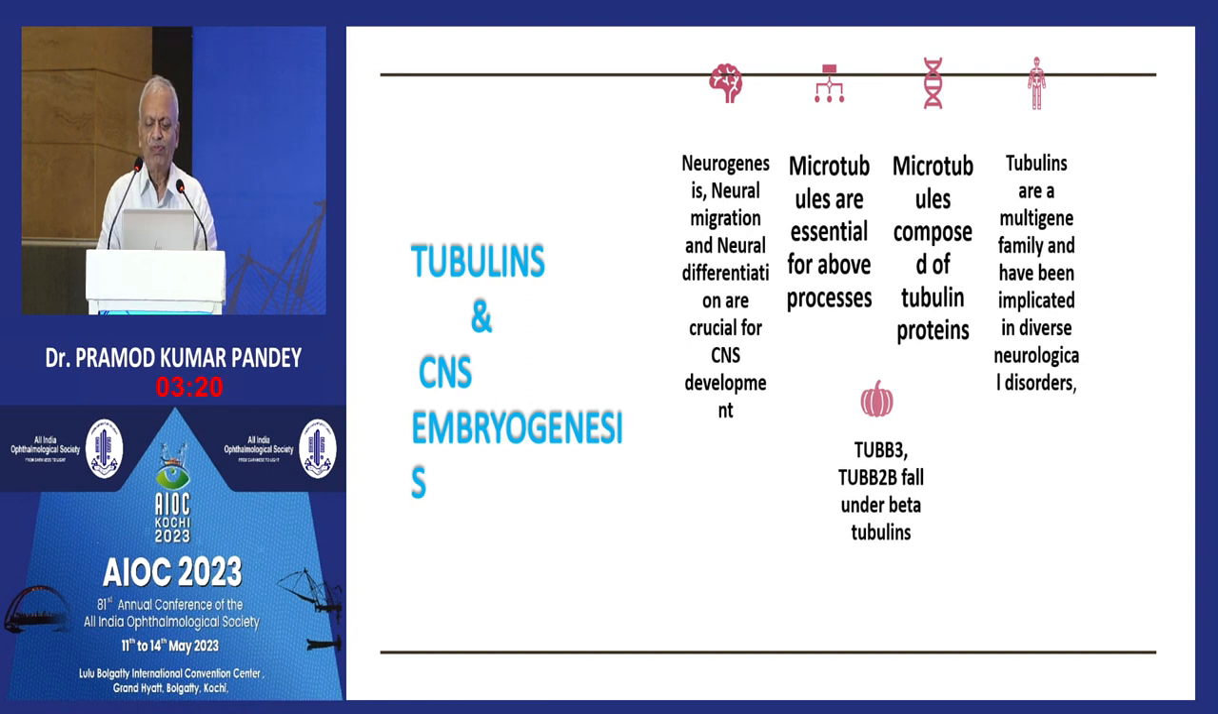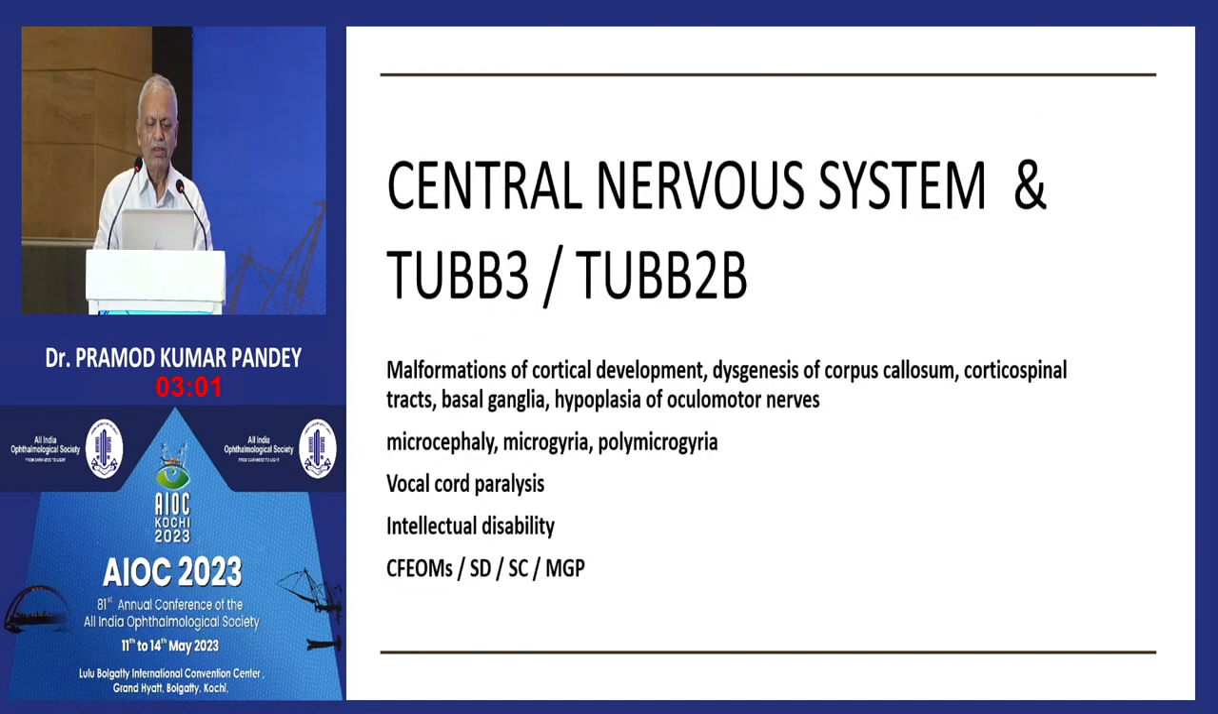Microtubules are composed of tubulin proteins, which are like a cytoskeleton in the cell. Tubulins are a multi-gene family and have been implicated in diverse neurologic conditions. TUBB3 and TUBB2 are important to us because they cause CCDDs like CFEOM. There are certain CNS problems we can have with TUBB3 and TUBB2 variants, like malformations of cortical development, degeneration of the corpus callosum, corticospinal tracts, basal ganglia, and hypoplasia of the oculomotor nerves. There could be microcephaly, microgyria, polymicrogyria, and vocal cord paralysis. So there is a lot of systemic involvement we should keep in mind when we are talking of these CCDDs.